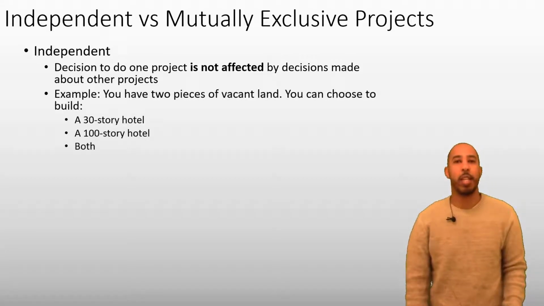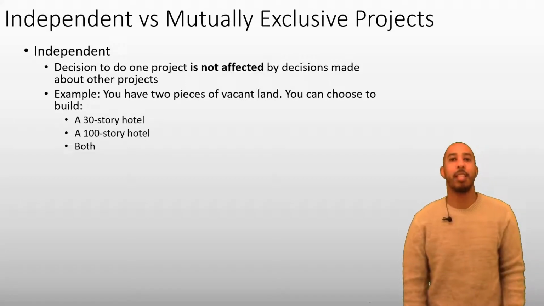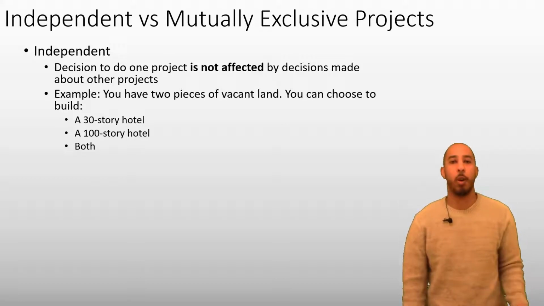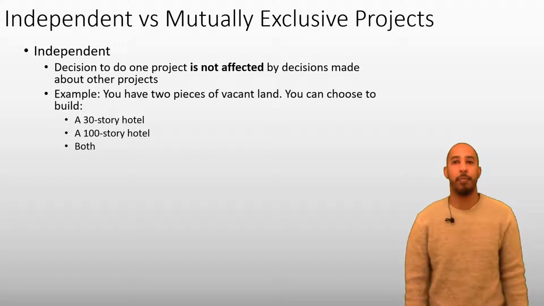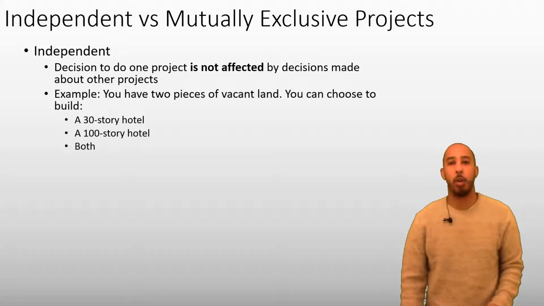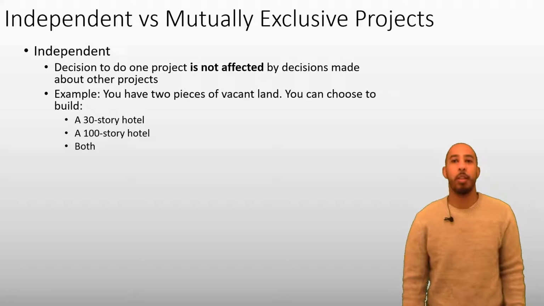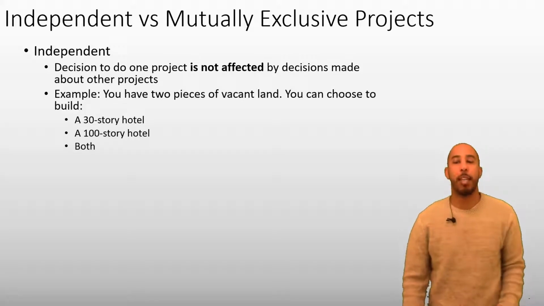As an example, we can look at a hotel developer. Let's say they have 2 pieces of vacant land they can build on, and they have plans to build different types of hotels, a 30-story hotel and a 100-story hotel. Since there's 2 plots of land, they have the ability to build the 30-story hotel or the 100-story hotel, or they could build both if they wanted to. If they choose to build a 30-story hotel, that doesn't affect their ability to also build the 100-story hotel. They're completely independent projects.